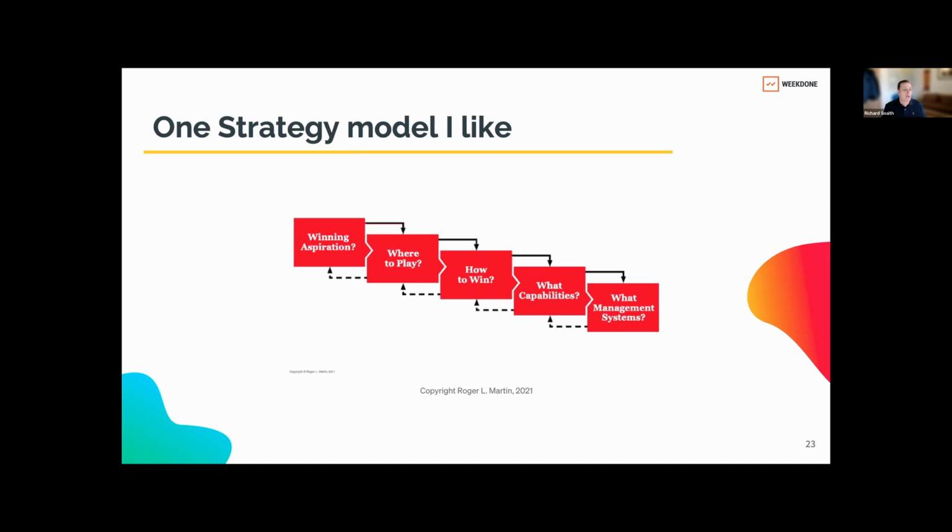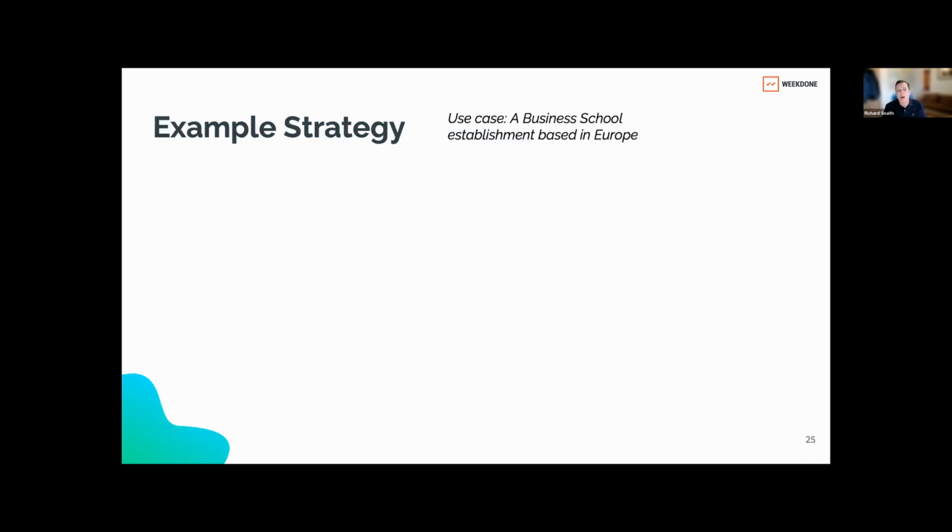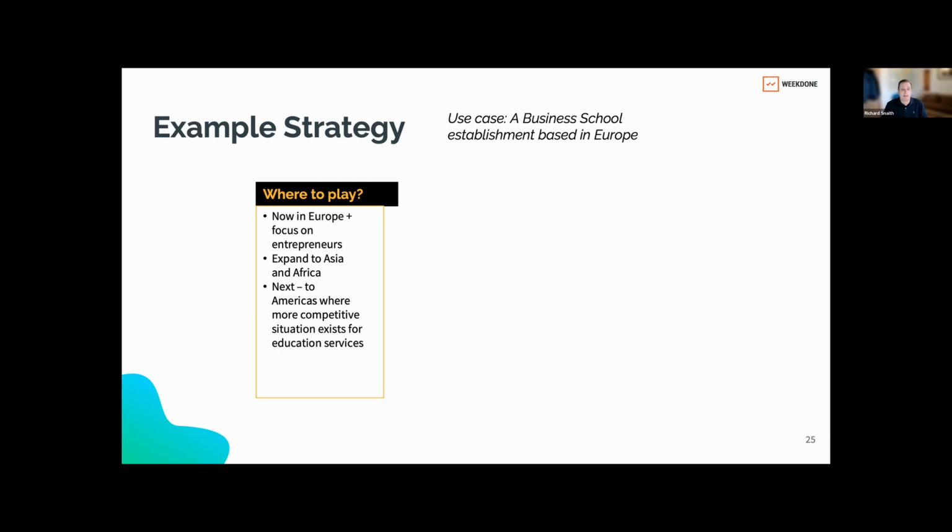What we're going to do is try and take this into something more practical, and we're going to try and do an example. I wanted to pick a slightly different example this time. We often do traditional businesses, and people often question, will it work for me? In this case, let's pick an established business school based in Europe, going through their strategic planning. They said, right, it's now time for us to really grow. And they asked, where to play? That's where they're going to start.